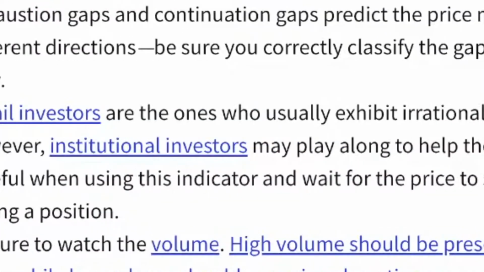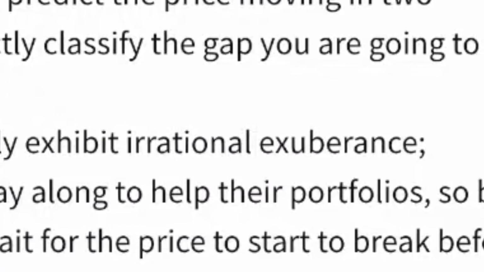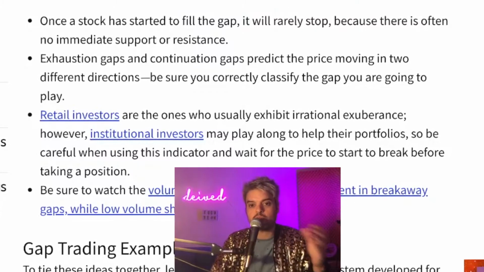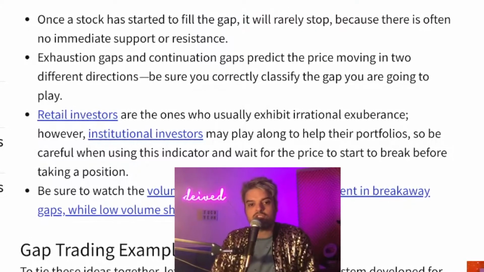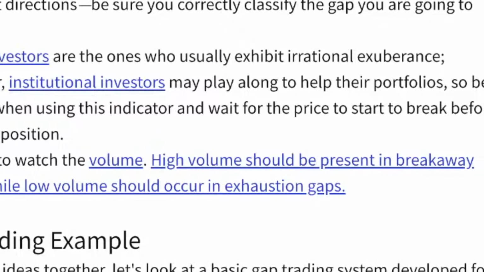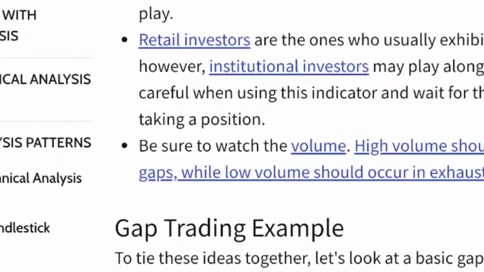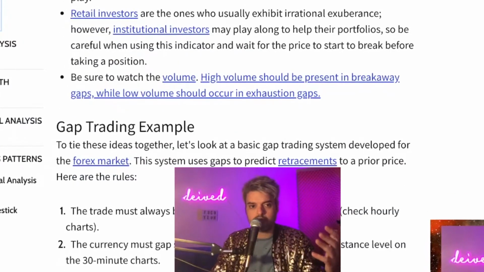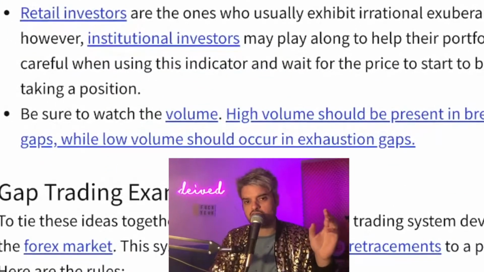Retail investors are the ones who usually exhibit irrational exuberance. However, institutional investors may play along to help their portfolios, so be careful when using this indicator and wait for the price to start to break before taking a position. Be sure to watch the volume. High volume should be present in breakaway gaps, while low volume should occur in exhaustion gaps.